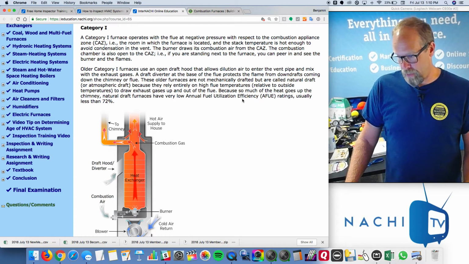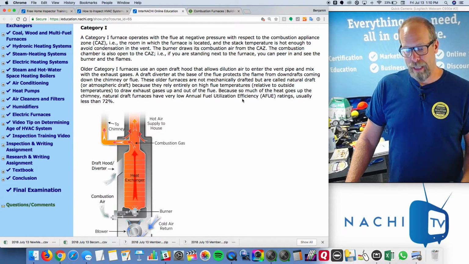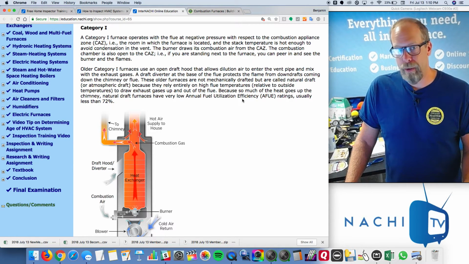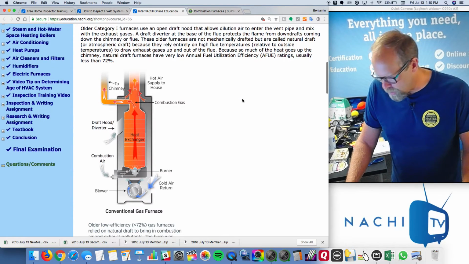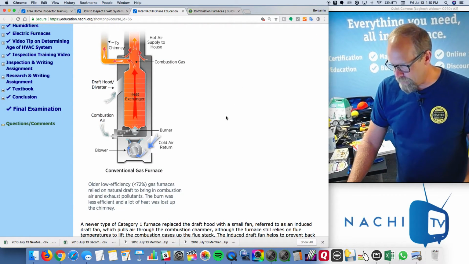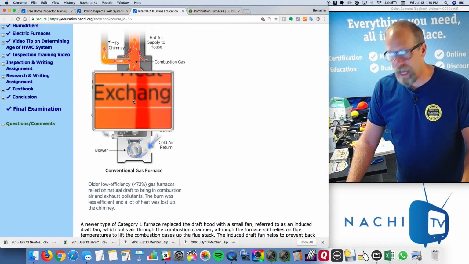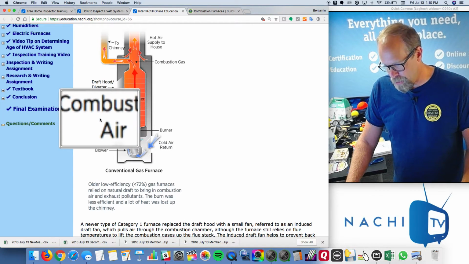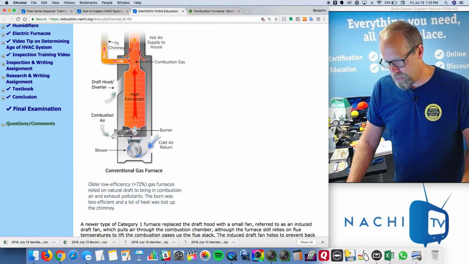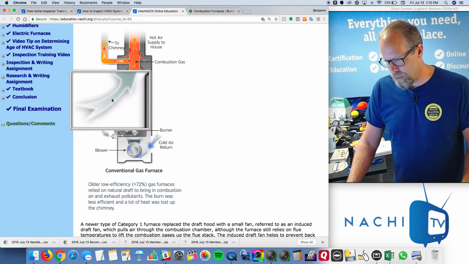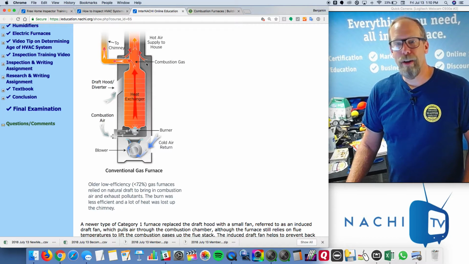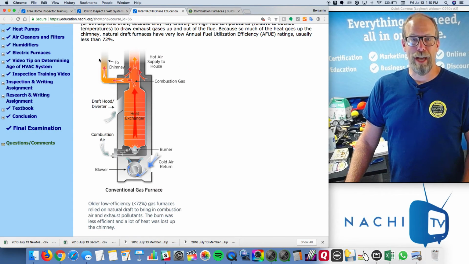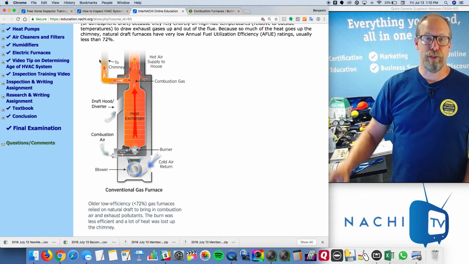Older category one furnaces use an open draft hood that allows the dilution air to enter the vent pipe and mix with the exhaust gases. Let's take a look at this illustration. So we have the heat exchanger here of the category one unit. We have the burner below the heat exchanger, and the combustion air enters the burner chamber, heats up the heat exchanger. The dilution air, the draft hood, is here, and it enters the top and it goes outside into the chimney stack, right? Very hot gases, no condensate, and no forced draft of the combustion byproducts.